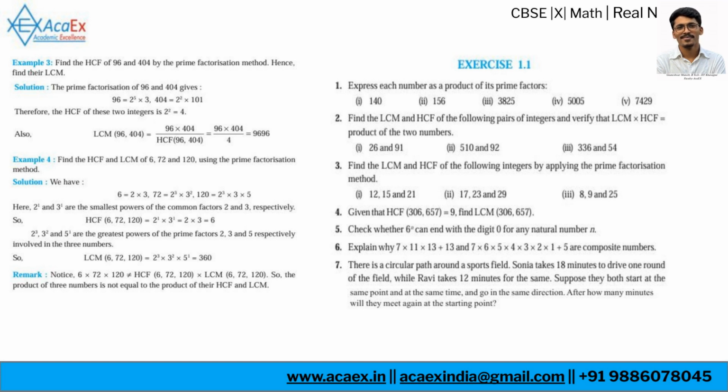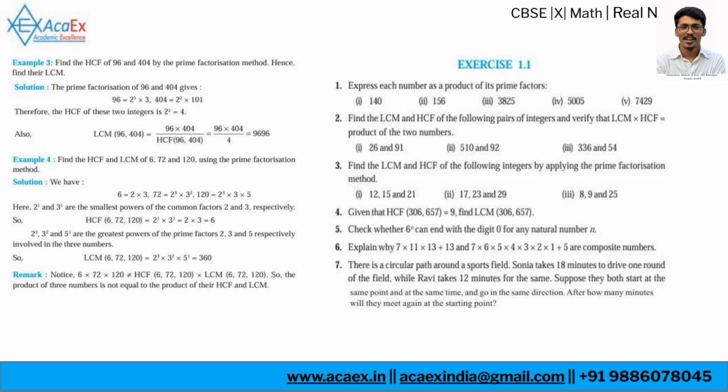Example 4. Find the HCF and LCM of 6, 72, and 120. Solution. 6 equals 2 times 3, 72 equals 2 cubed times 3 squared, 120 equals 2 cubed times 3 times 5. The HCF is 2 to the power of 1 times 3 to the power of 1, which is 6. The LCM is 2 to the power of 3 times 3 to the power of 2 times 5 to the power of 1, which is 360.